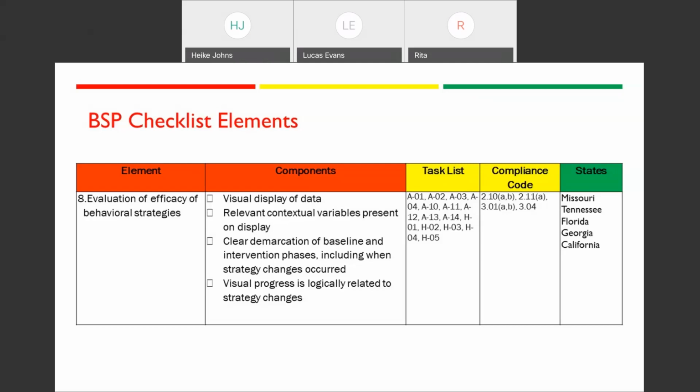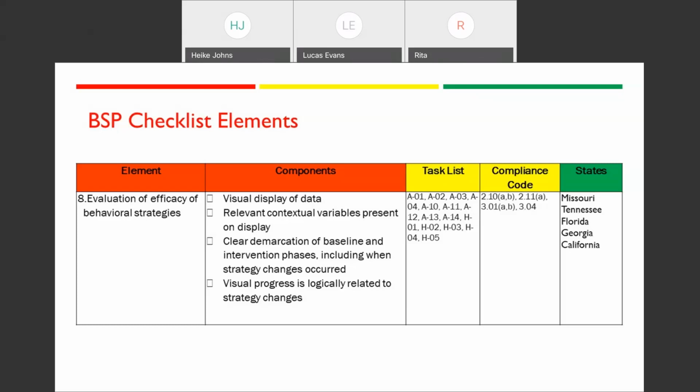Contextual variables are present in the display, and we're looking for phase change lines to see when the baseline was, when medications may have been included or decreased or changed. We're looking at, was the BSP changed? So those relevant contextual variables are present. Clear demarcation, I already included that. And then visual progress is logically related to the strategies of change. Are you measuring the dimensions and the elements that really measure that behavior? If you need to use frequency, if you need to use duration, if we want to know that things are decreasing, how do we know that? The other thing that I think is important to note is that we should have the replacement behavior potentially on the same graph with the targeted behavior.